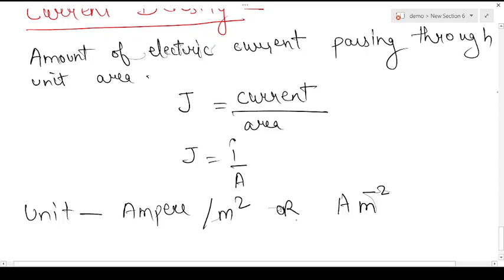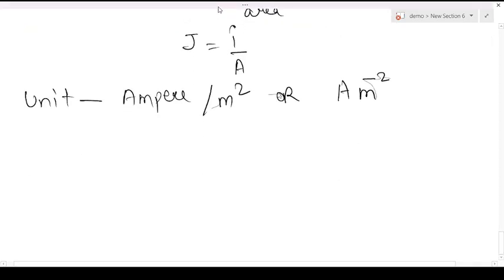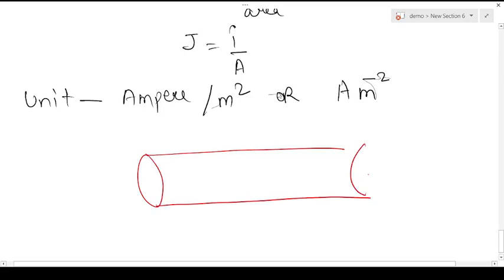Now see the concept of drift velocity. When we take any conductor, suppose there is a wire and we are observing this, let's say the current is moving from left to right. Left to right is the direction of current. So what we will observe is that this is the direction of flow of current, but the direction of flow of charges, the negative charges that are electrons, will be reverse.